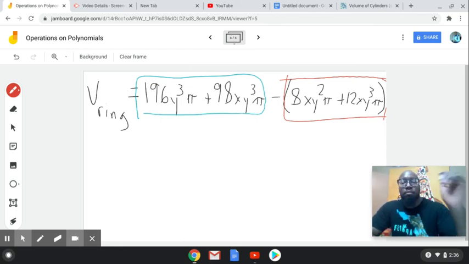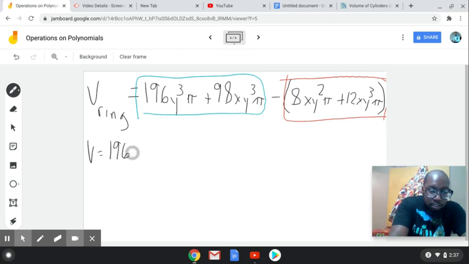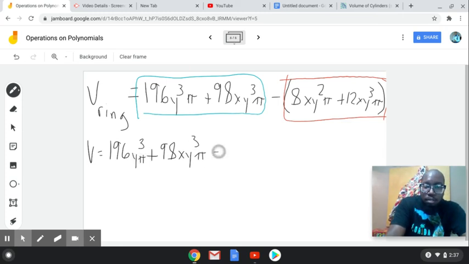okay? So first thing I'm gonna do is I'm gonna distribute this negative sign through this parentheses here, okay? And the reason why is because I have a parentheses. I want to make sure I drop all my parentheses, all right? So 196y cubed plus 98xy cubed pi. And this would be minus 8xy squared pi.